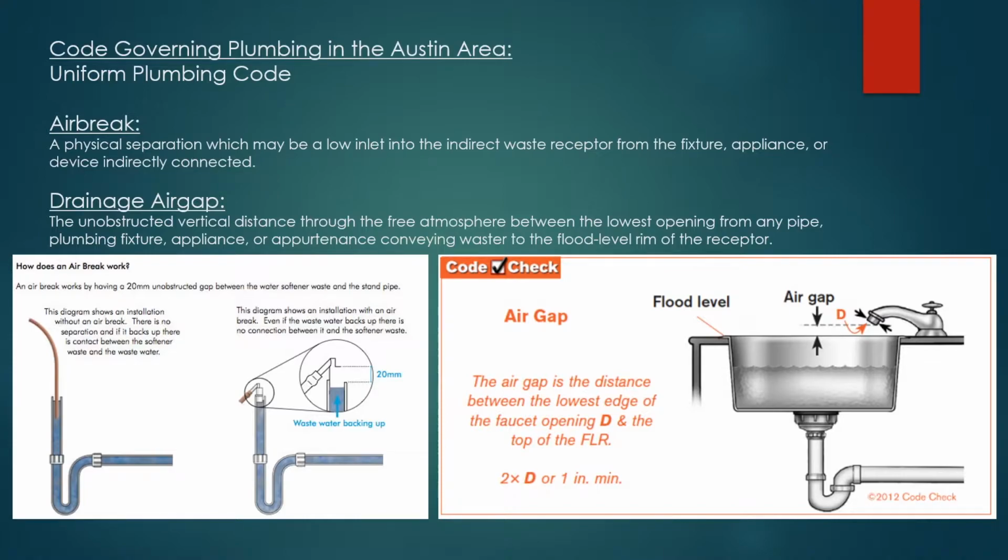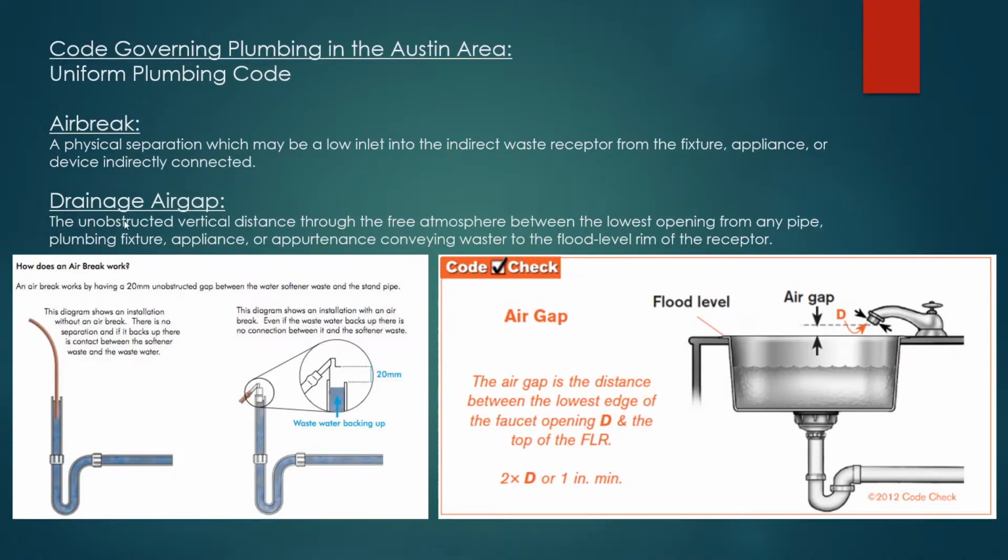First is air brake. This is the physical separation, which may be a low inlet into the indirect waste receptor from a fixture, appliance, or device indirectly connected. The air gap would be in this picture down here. Essentially, it is a break so that if you get backup from water, it won't refill and push into your supply here.